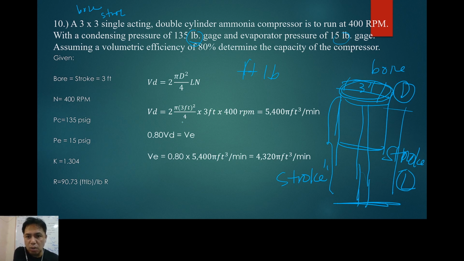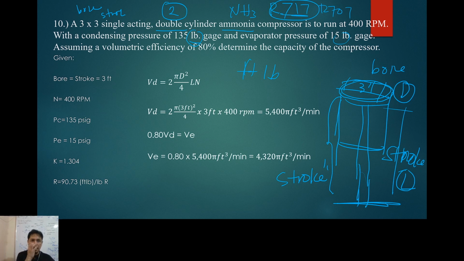So now it's a double cylinder. How many cylinders, class? What is double? Two, right? So double cylinder means two. Ammonia, what kind of refrigerant is this, or what kind of gas is it compressing? Ammonia, NH3. In refrigerant terms, this is the R700 series, R717. Ammonia is R700 series, right?